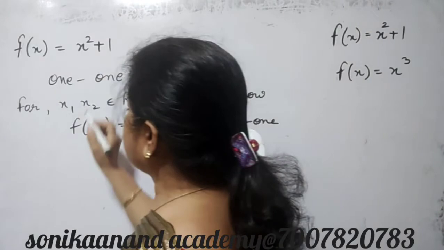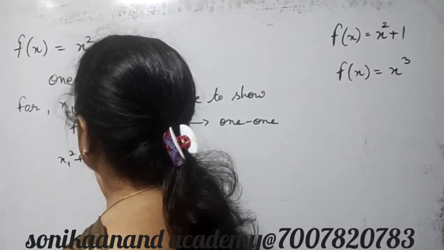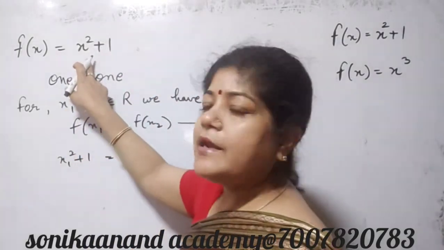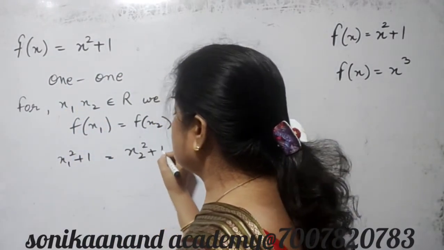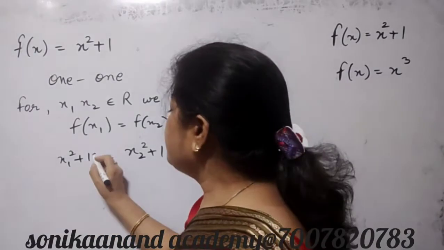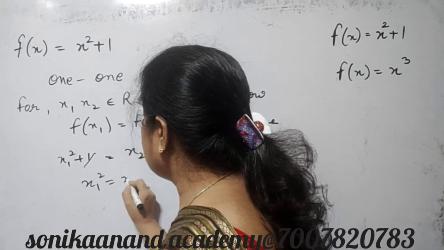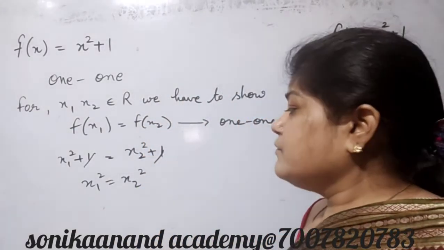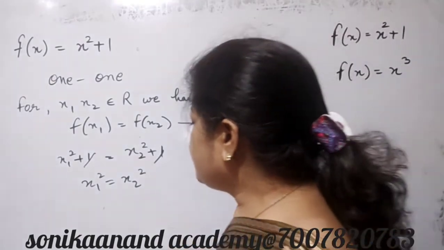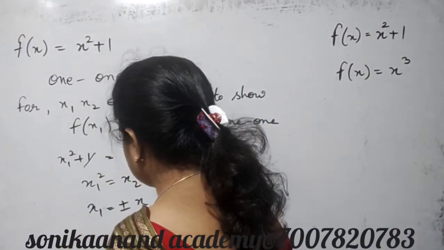Now substituting, we get x1 square plus 1. In place of x, we write x1 square, and here x2 square plus 1. Ultimately, 1 and 1 get cancelled and we are left with x1 square is equal to x2 square. So when we solve it for x, what do we get? We get x1 is equal to plus minus x2.